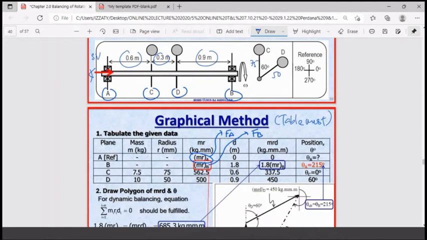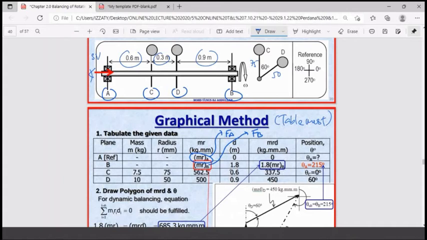So for C, they provide you the mass and radius. For D, they provide you the mass and radius. Okay, now you have to look for a reference. Remember, you have two possibilities for the reference: one will be A and one will be B. What is the reference? The reference will be any plane with an unknown parameter. So we have B unknown, also A unknown.